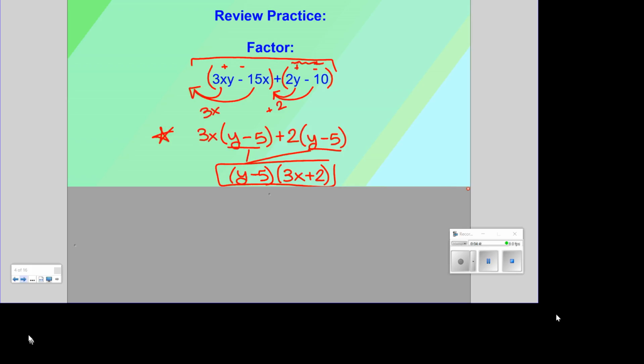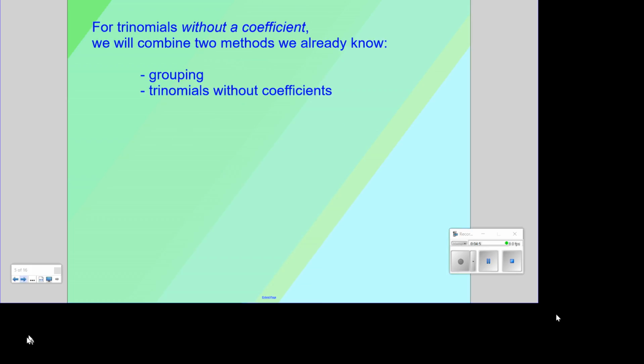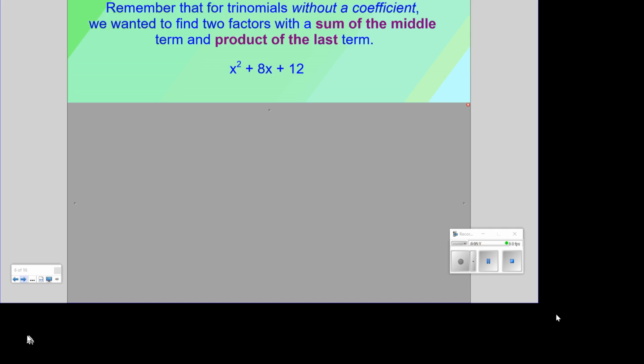And we use the grouping method for 4 terms. So the reason we review this is because factoring trinomials with a coefficient, we are going to combine the grouping method with the trinomials without a coefficient method. So you'll see that today's method is really not too much new. It is a combination of the two methods you already know.